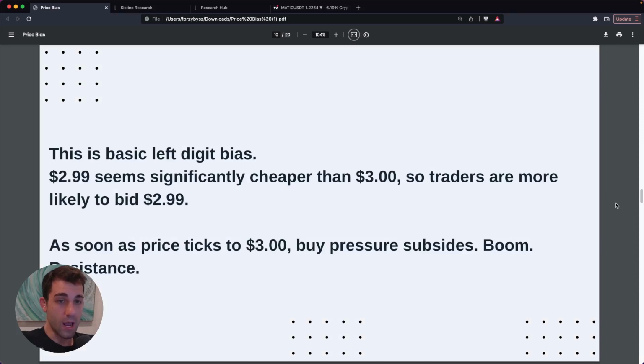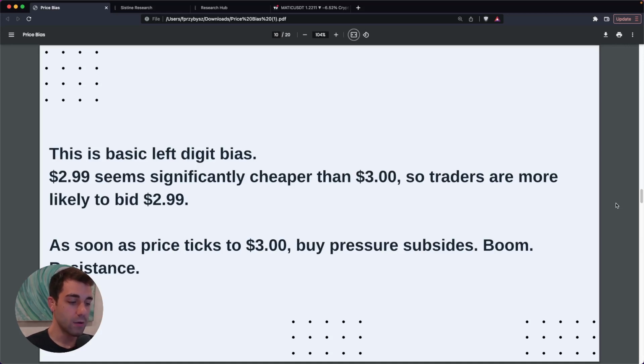To explain it one more time, $2.99 seems significantly cheaper than $3. So traders are more likely to bid on an asset that is priced at $2.99. But as soon as that price ticks up to $3 or $3.01, it's anchored to $3 instead of $2, right? So that buying pressure immediately subsides. So there's less buying pressure at $3 or above versus $2.99, and that causes resistance, right? If buying pressure is going down, it's harder for the price of the asset to go up.